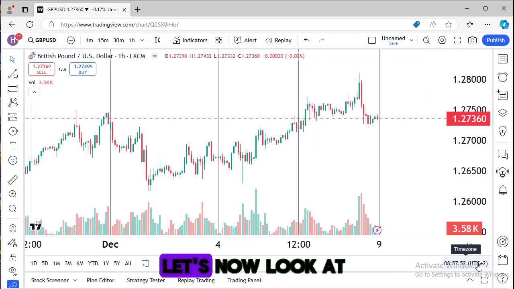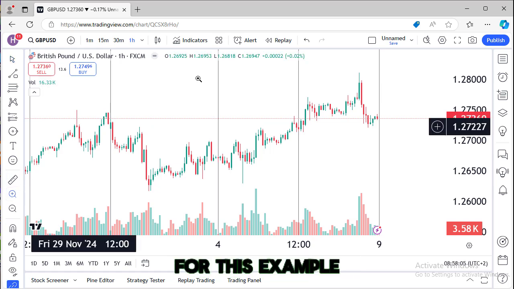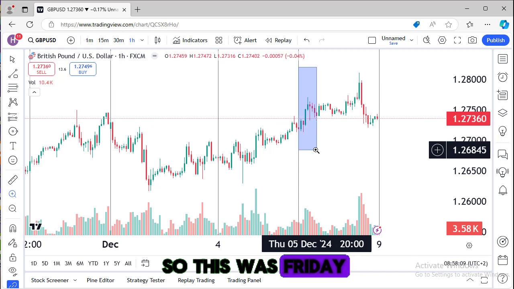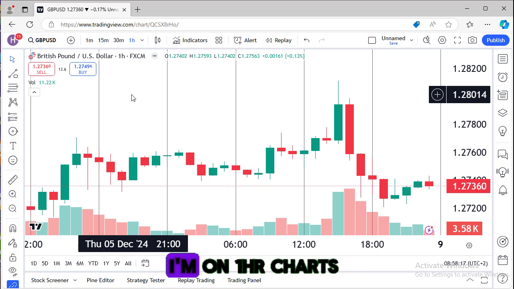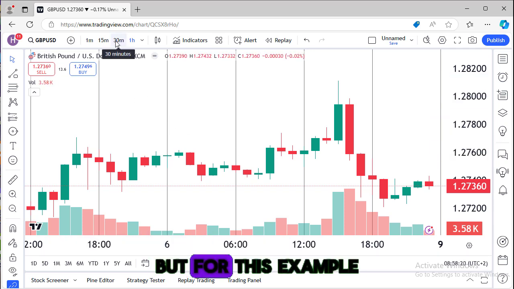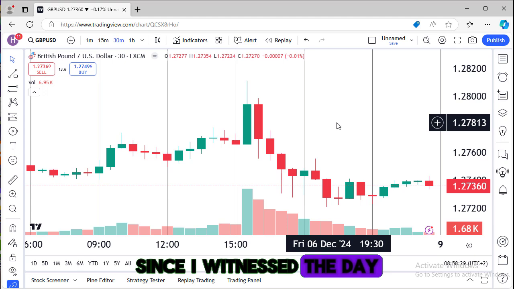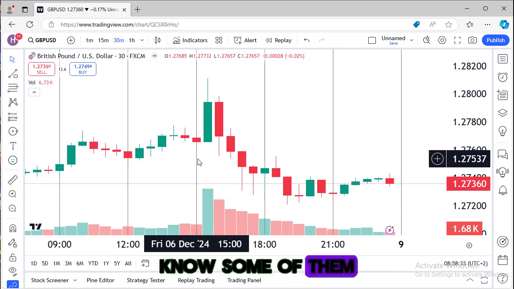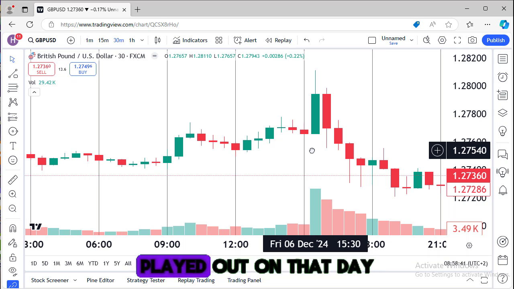I can go further. Let's now look at a real life example, a practical example on the chart. So let me zoom out on this chart again. I want to use pound USD first for this example. So this was Friday. Let me zoom out on it. Okay, so now I have Friday. I'm on the 1 hour chart, but for this example, let me go to the 30 minutes chart. Since I witnessed the day, I already know some of those special level points that happened to have played out on that day.